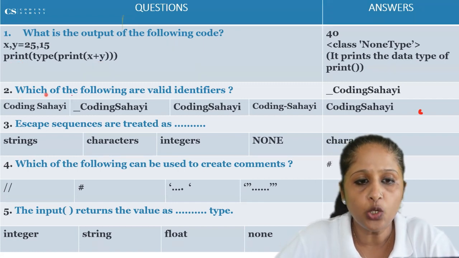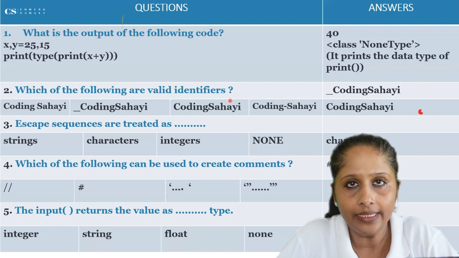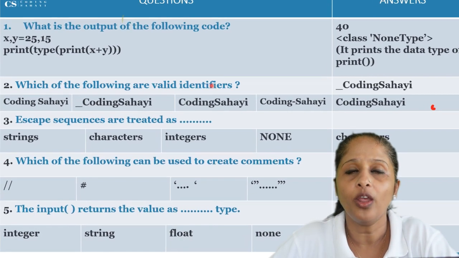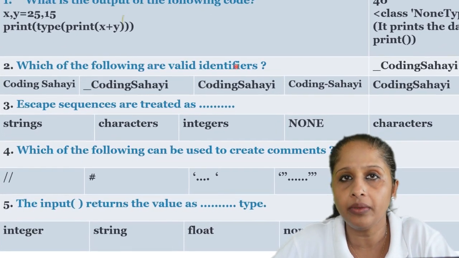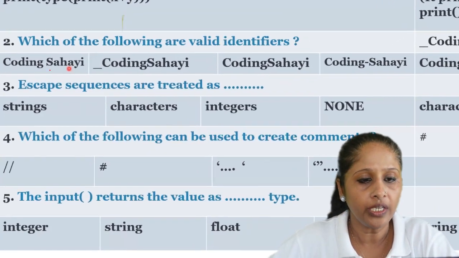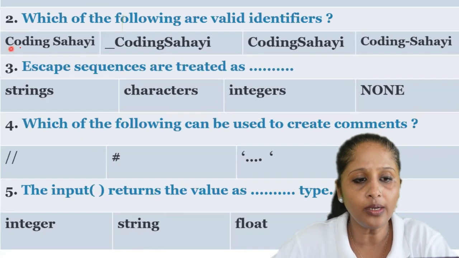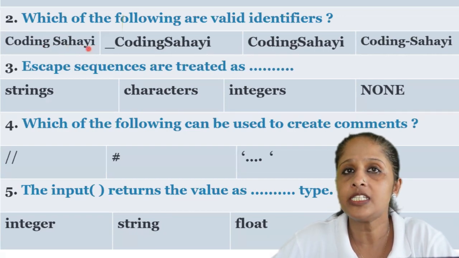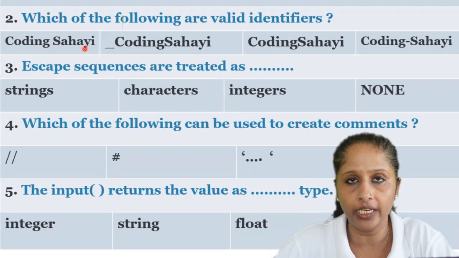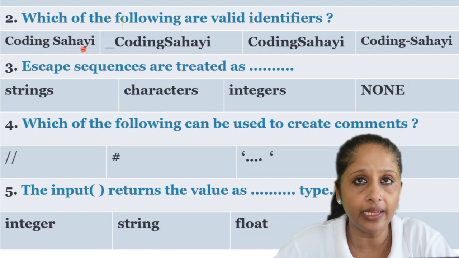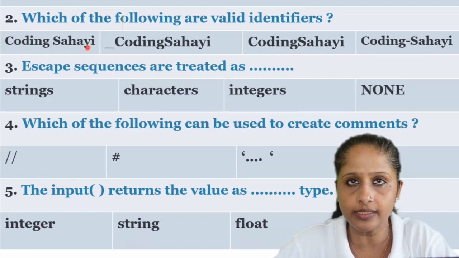Next we have: which of the following are valid identifiers? We already studied the rules for naming an identifier. Here we have 4 options. First one, coding space Sahai. We know white spaces are not allowed in Python for naming an identifier. So this is not the answer.